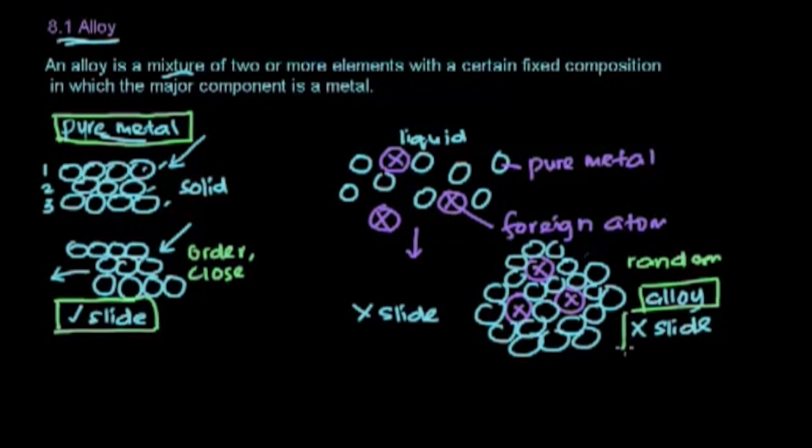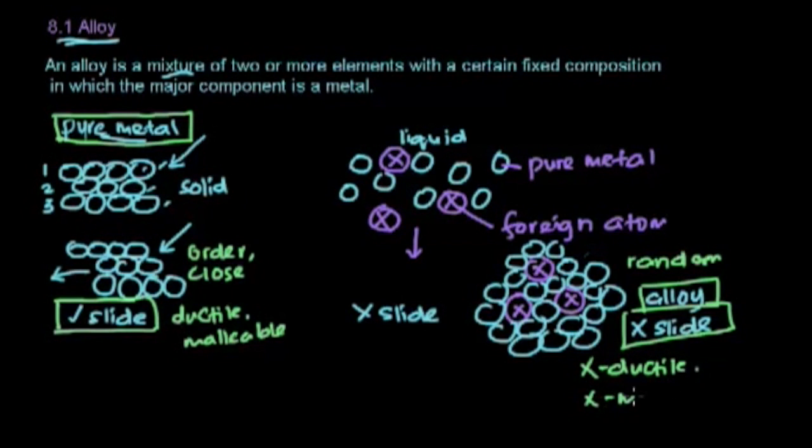And pure metal, because it's able to slide, it makes it ductile and also malleable, meaning we can pull them into thin wire and also they can easily change shape. But for alloy, they are harder and they are non-ductile as well as non-malleable.